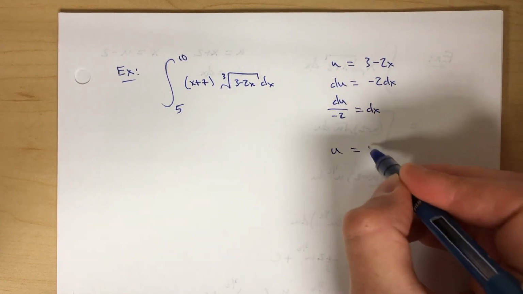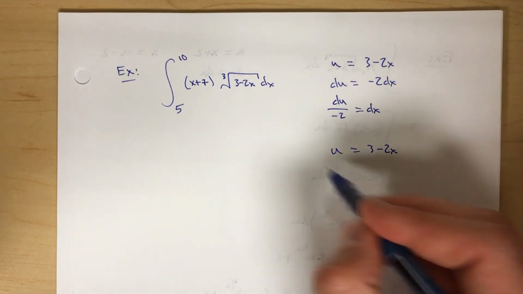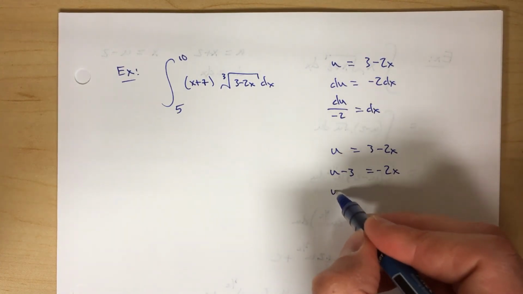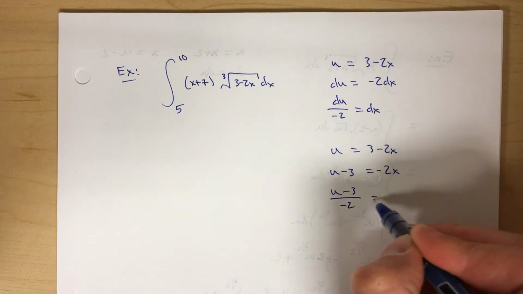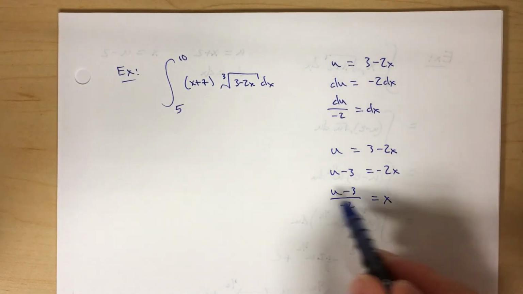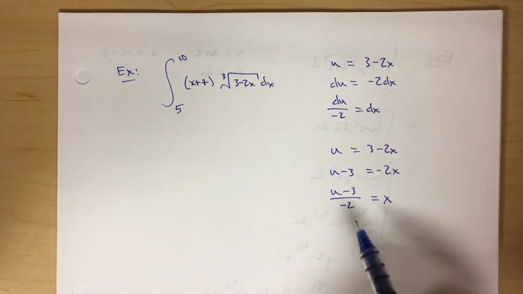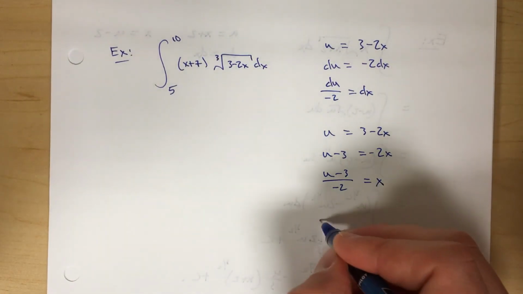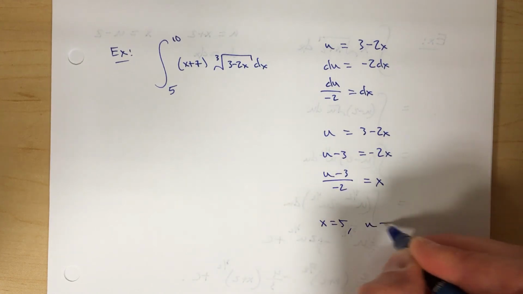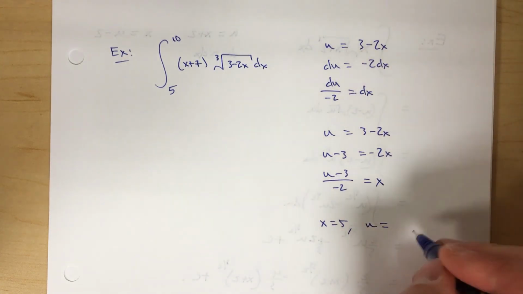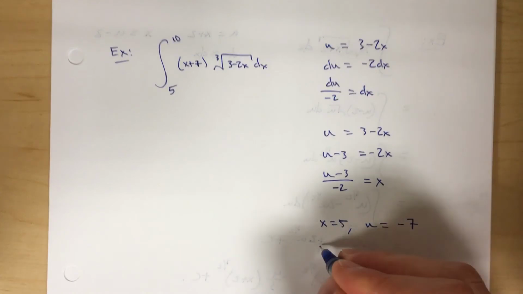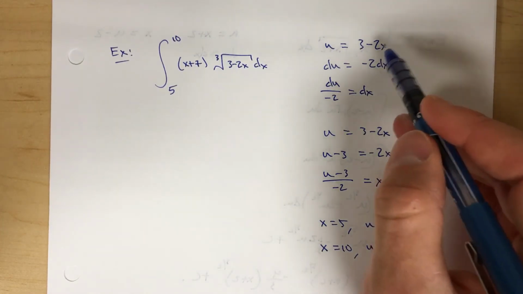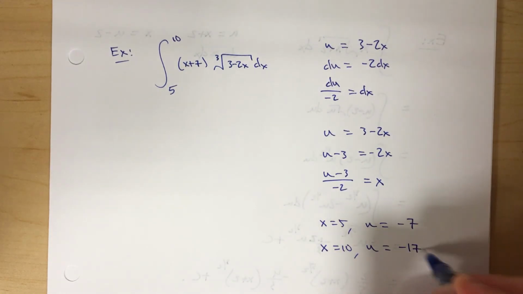But I also know if u equals 3 minus 2x, then u minus 3 equals negative 2x, and (u minus 3) over negative 2 equals x. So I can plug that in for x here, and I will have that. I also need to change my limits of integration. So if x equals 5, u is equal to 3 minus 10, which is negative 7. And if x equals 10, then u is equal to 3 minus 20, which is negative 17.